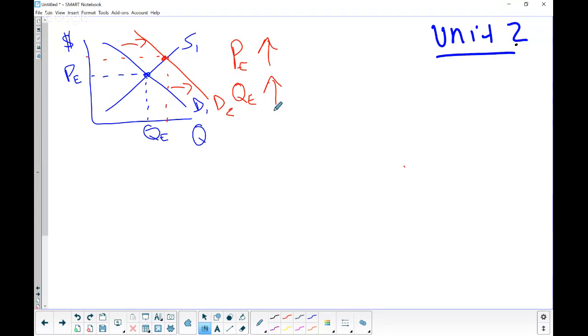Okay, so let's go back. Let's say we shift supply to the right. So if we shift supply to the right, it's going to be S2. And then we notice price has done what? Price has gone down.